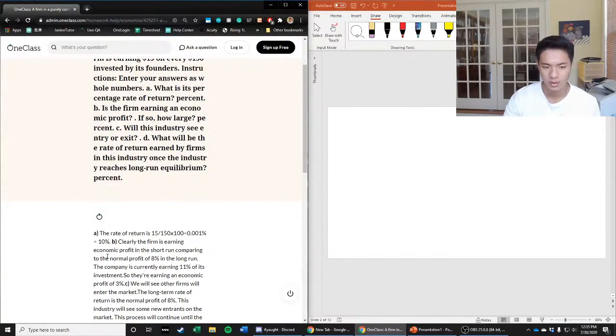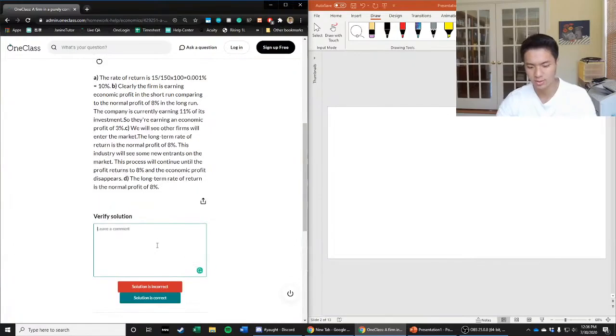So the previous answer said, clearly the firm is earning economic profit in the short run compared to a normal profit of 8%. The company is currently earning 11%. I think this is a typo. I think they mean 10% here. So we're earning economic profit of 2%. So we're going to correct that in the answer choices. I'll say the company is currently earning 10%. So they're beating the normal profit rate by 2%.